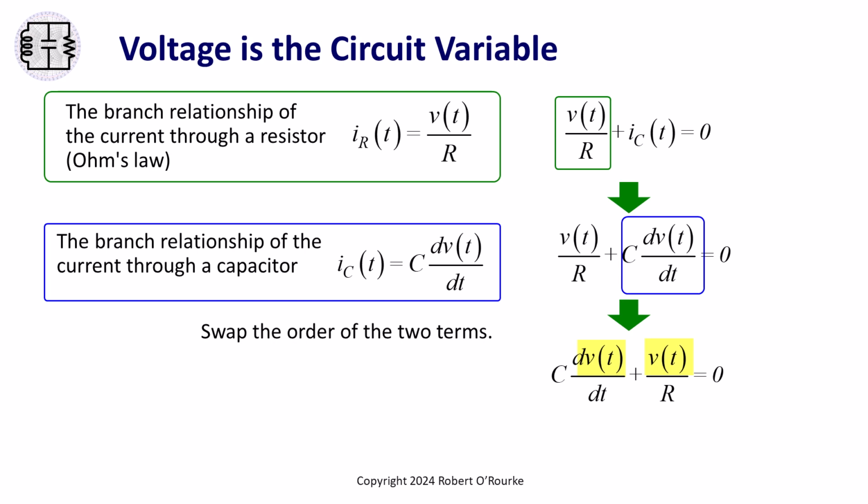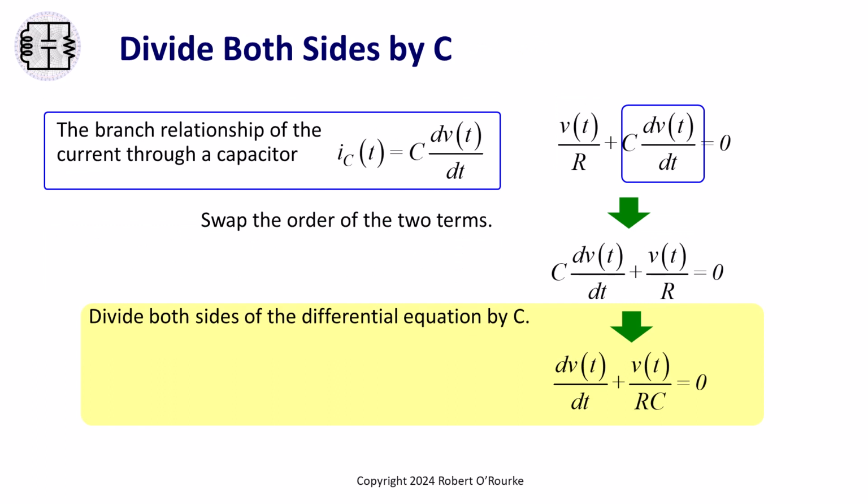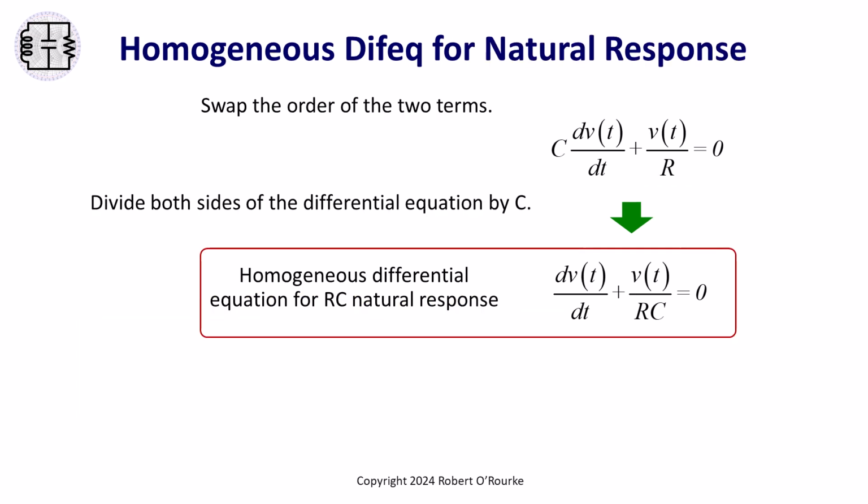Notice how the circuit variable in the differential equation is voltage. The voltage across the capacitor is also the voltage across the resistor. By the way, it is also possible to derive RC natural response in terms of current. Divide both sides of the differential equation by the capacitance C, placing resistance and capacitance together. This is the homogeneous differential equation for RC natural response.